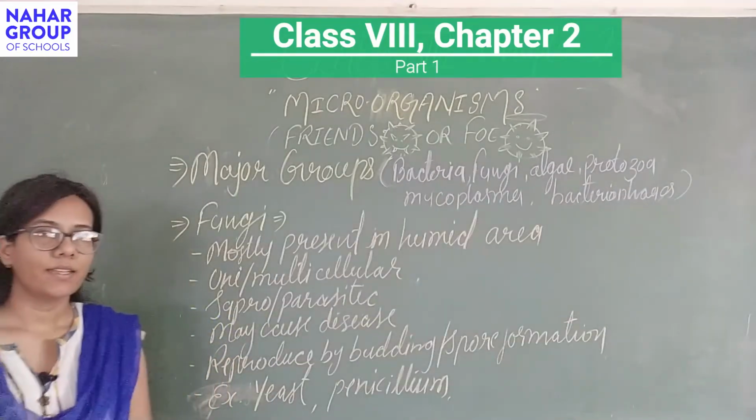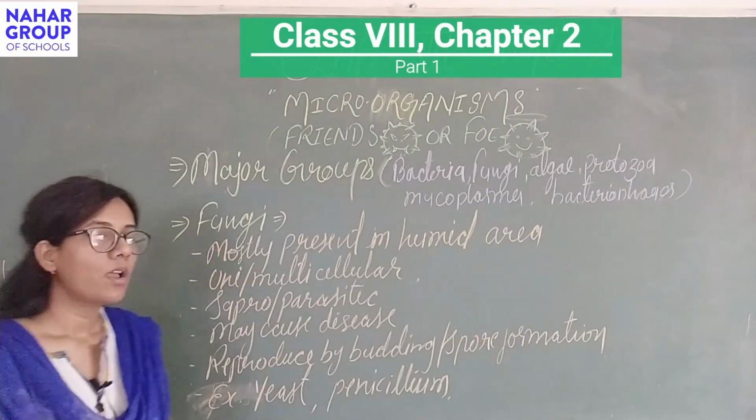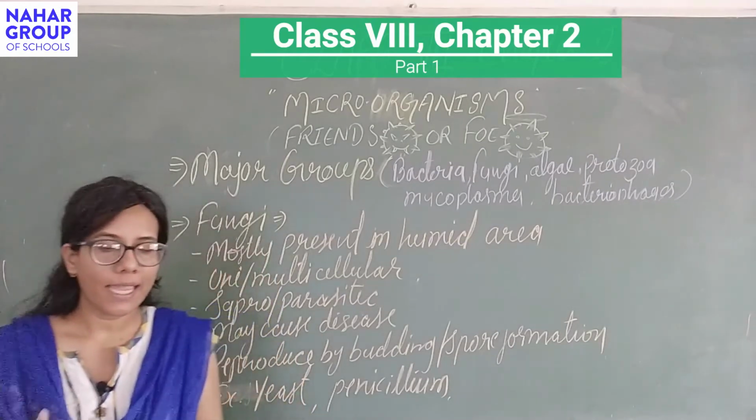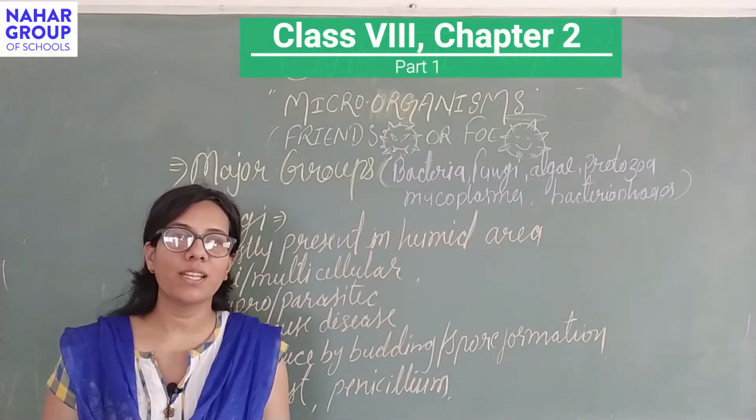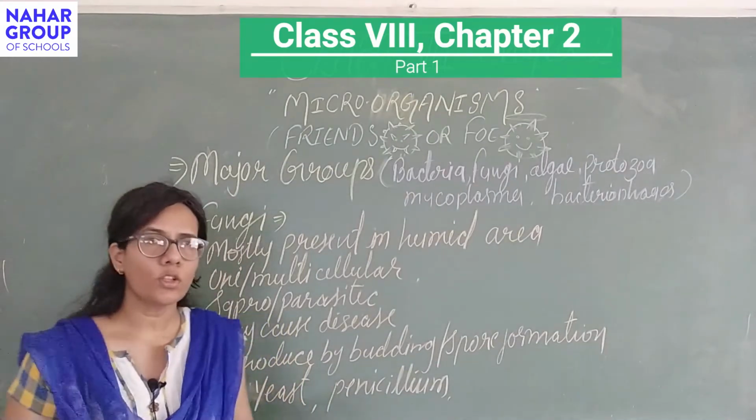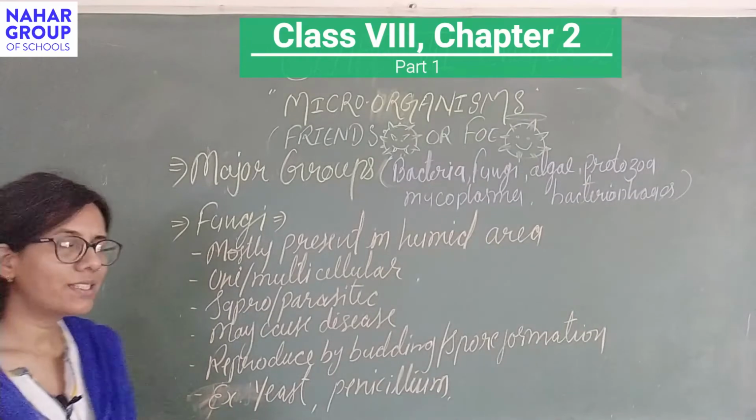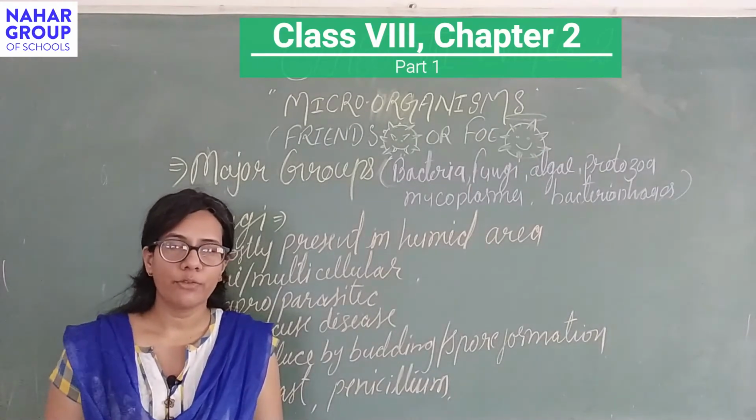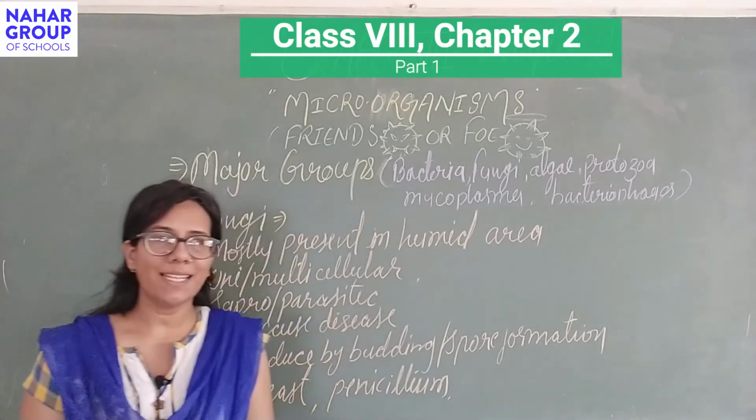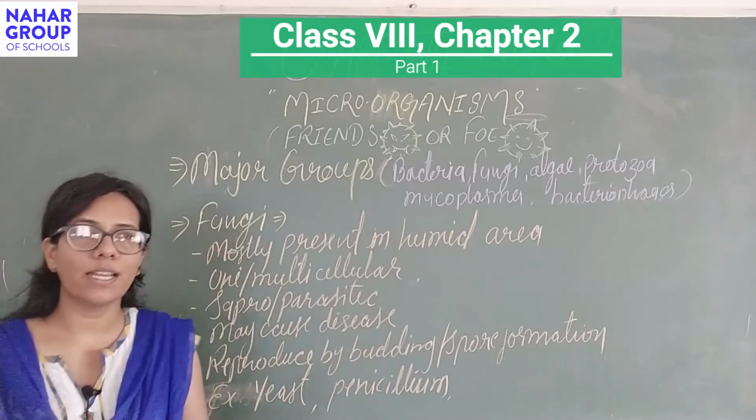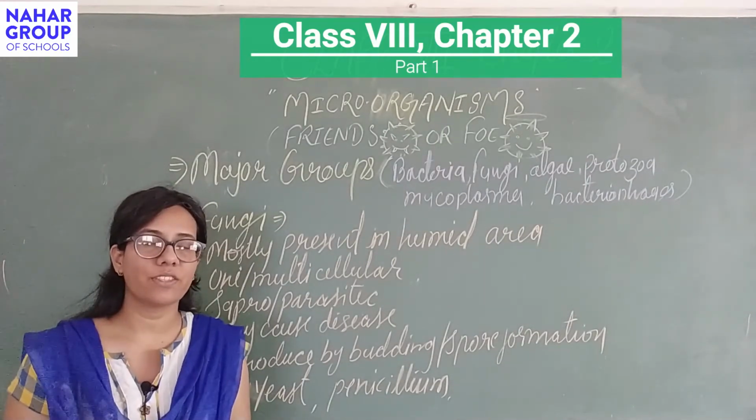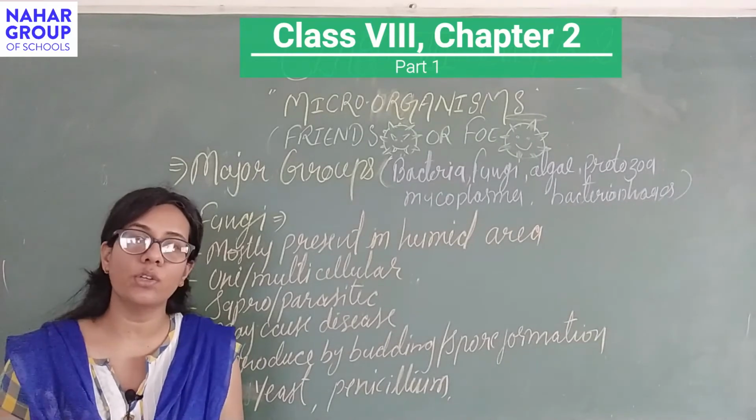Now we will see the second category, that is fungi. Fungi are mostly present in humid areas, that means conditions where moisture is present but the temperature is normal, optimum. For example, if you keep your bread outside for about 2 to 3 days, it starts showing some dark greenish cotton-like structure. These are actually fungi which are growing on that bread and getting nutrition from it.